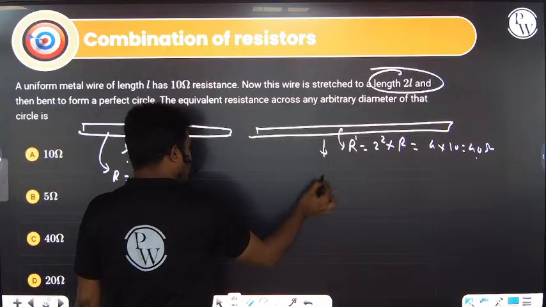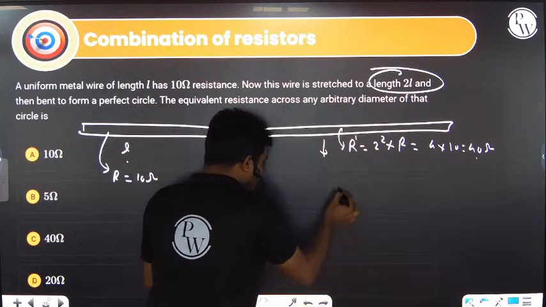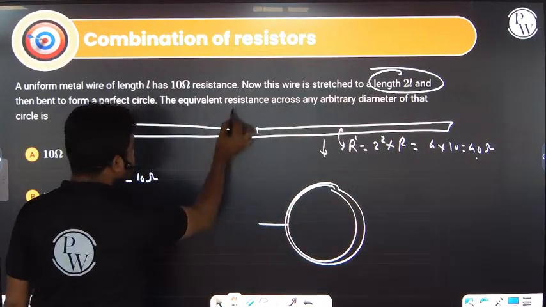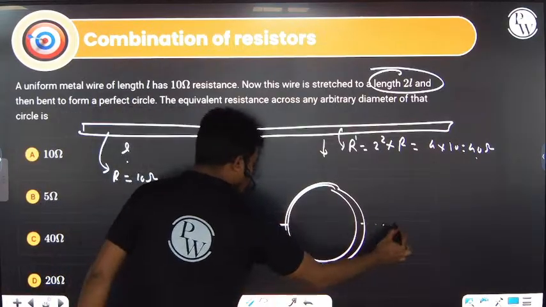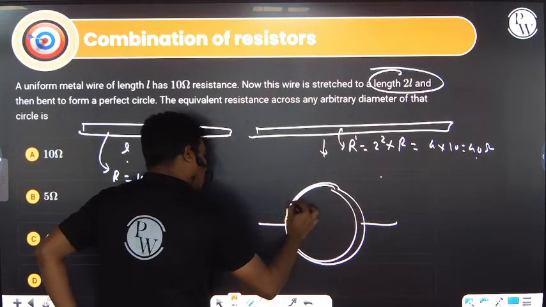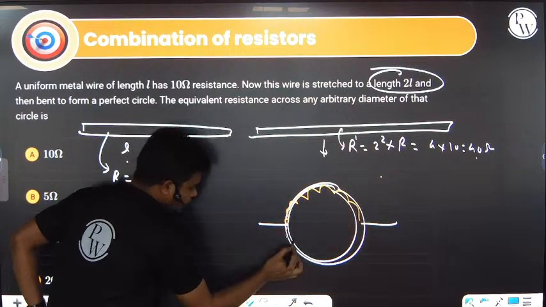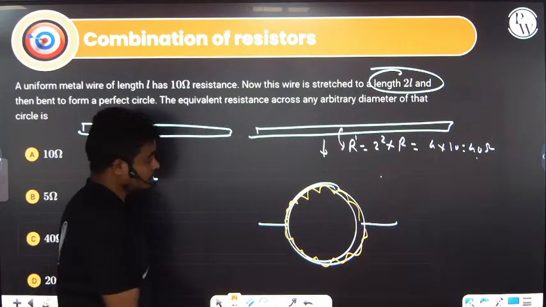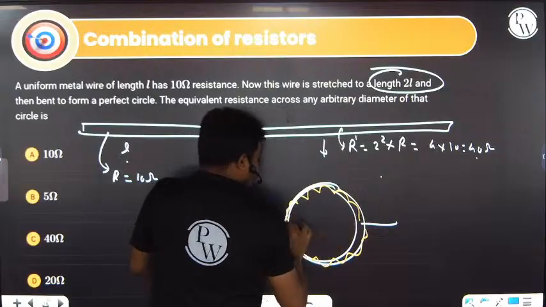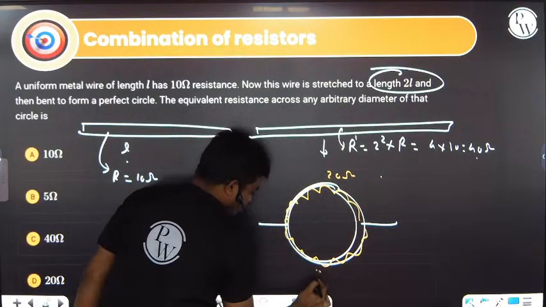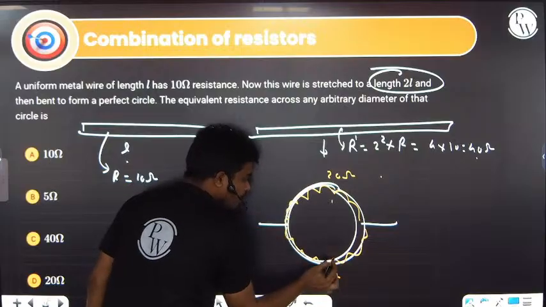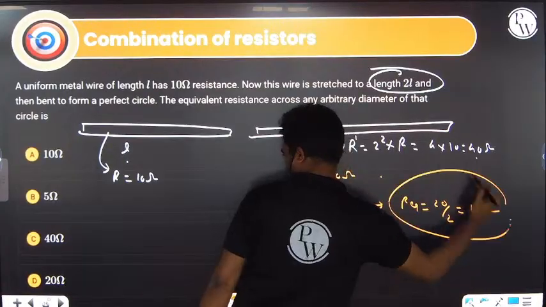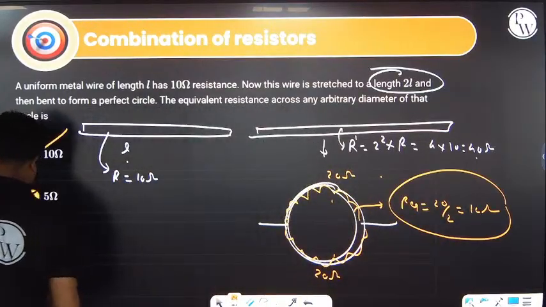Now what we are doing is bending it to form a circle. And what are they asking? The equivalent resistance across any arbitrary diameter. So the upper portion will have half of the resistance, and the lower portion will also have half of the resistance. These resistances are connected in parallel combination. The total is 40, so the upper portion will be 20 ohm, and the lower portion will also be 20 ohm. They are in parallel, so R equivalent equals 20 by 2. The answer is 10 ohm. Clear? Answer will be option A.